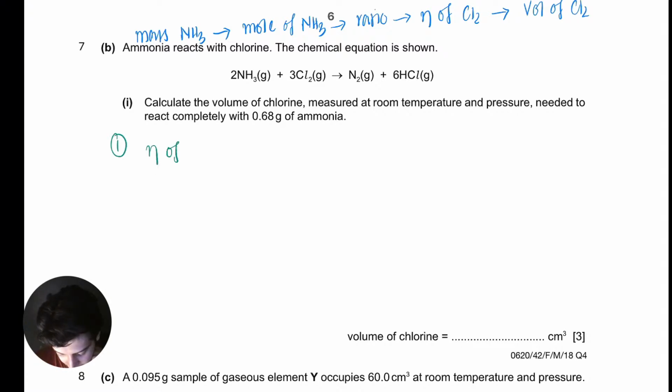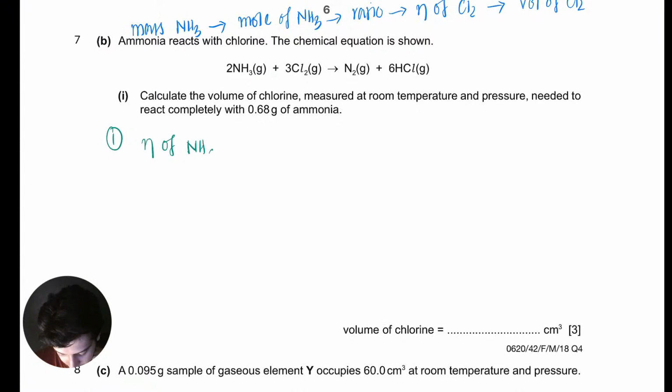Moles of NH3 are going to be 0.68 divided by the MR, which is 17. 14 for nitrogen, 3 hydrogens are 3, so 17. And this equals 0.68 divided by 17, which is 0.04 moles.